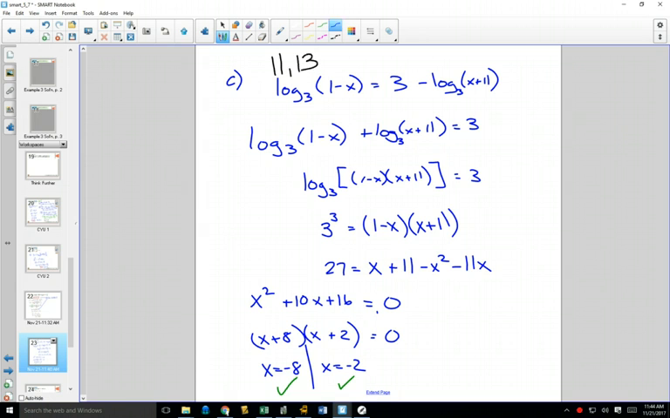Okay, for the rest of class, we are going to work on these log equations, 11 and 13.